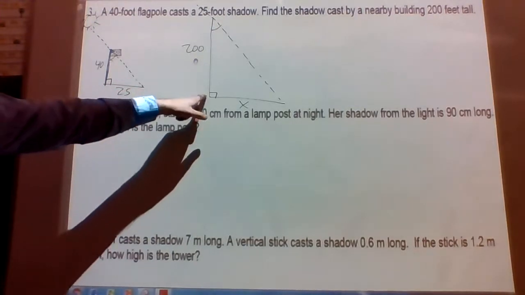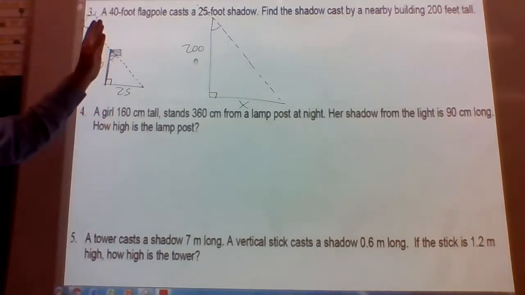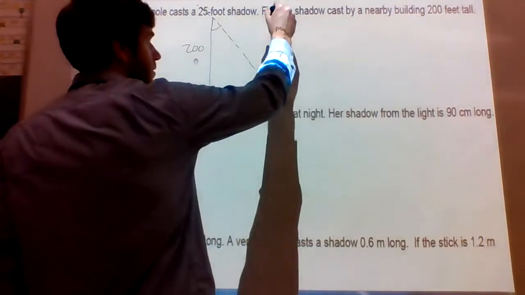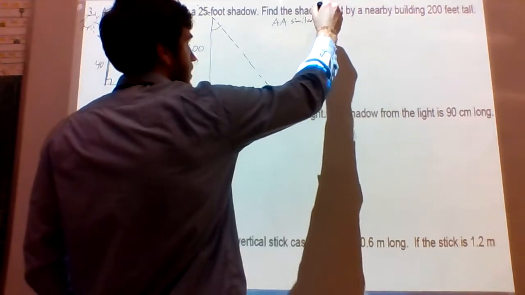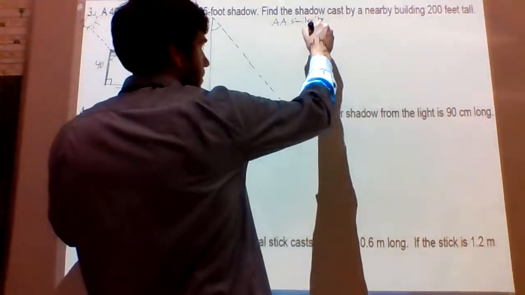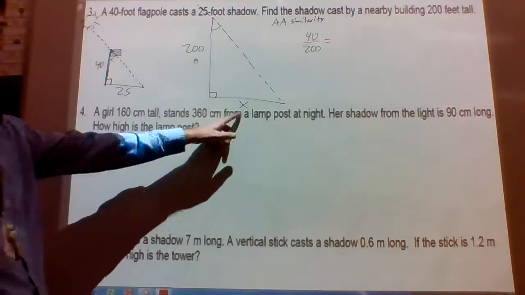We're going to have right angles. The building's going to be assumed to go up at a right angle. The flag is going to be assumed to be up at a right angle. So we have angle-angle similarity. Since we have angle-angle similarity, we know the triangles are similar. Since the triangles are similar, we know the sides are proportional. Since the sides are proportional, we can set up ratios comparing the corresponding sides. So 40 is going to correspond with 200, and 25 is going to correspond with x.